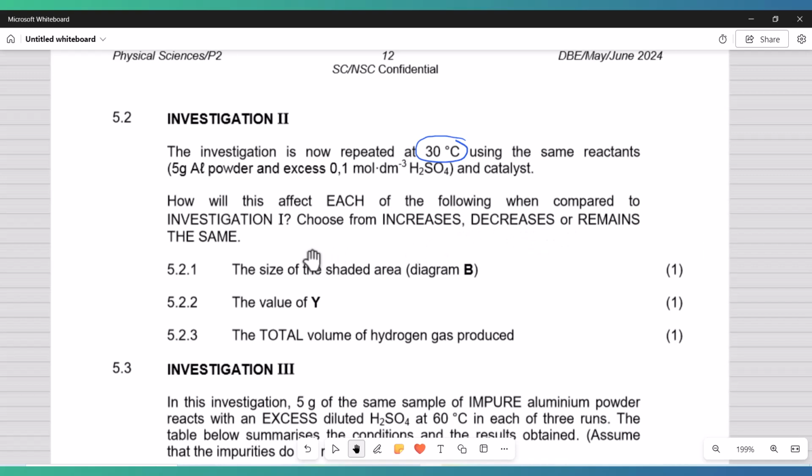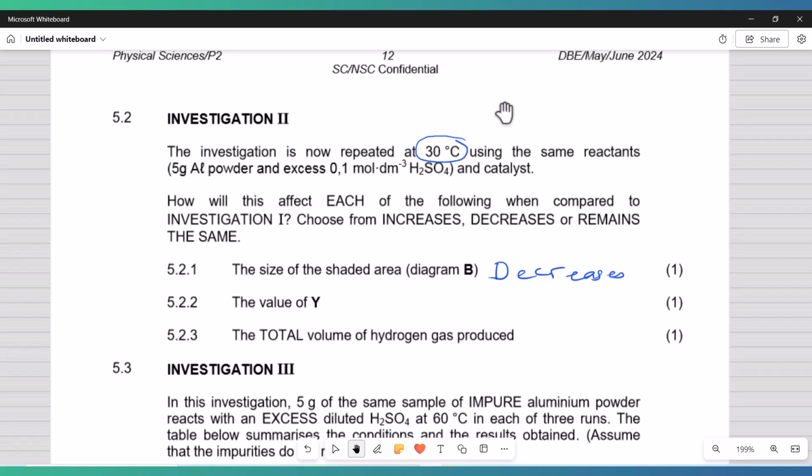So the size of the shaded area. Because of the lower temperature, we won't have many particles with effective collisions in it, so our shaded area must decrease. That which is shaded, that's what I call area 2. Here we said it decreases.